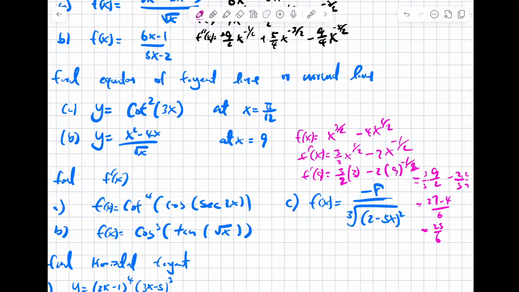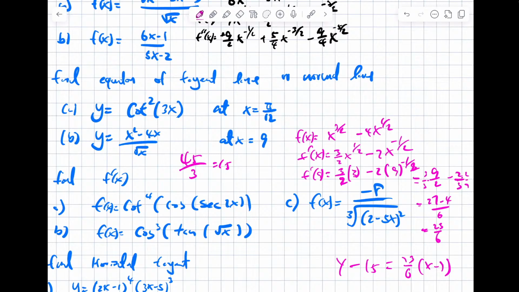So 9 squared is 81. 81 minus 36 is 45 over 3, which is 15. So y minus 15 equals 23 over 6 times x minus 9. Is that okay? Good job. Thank you, Jacob.